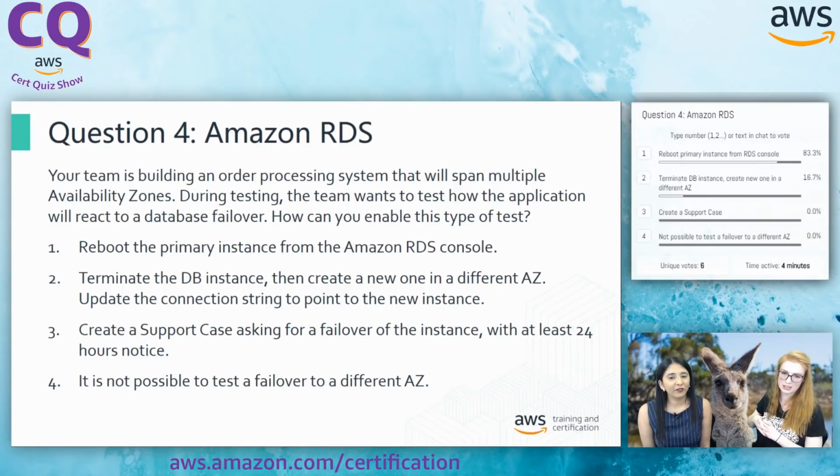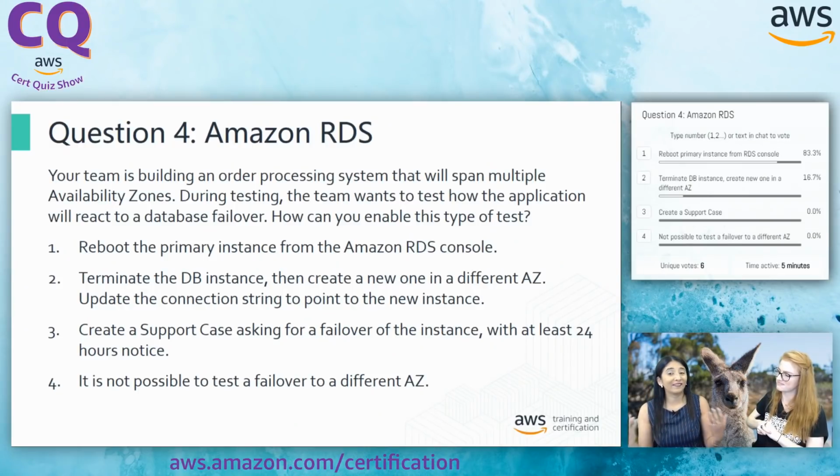Good. Number 2, terminate the DB instance, create a new one in a different AZ, update the connection string to point to the new instance. Oh, a lot of words going on there. Yeah, interesting. But again, if you look at the question, your team is actually running an order processing system across multiple AZs. So the expectation is that Amazon RDS should have multi-AZ turned on, which means you should already have a standby instance running in your secondary AZ, so you don't have to create a new one, and that instance should already be replicating your data synchronously. And it should seamlessly be able to go from primary to standby.